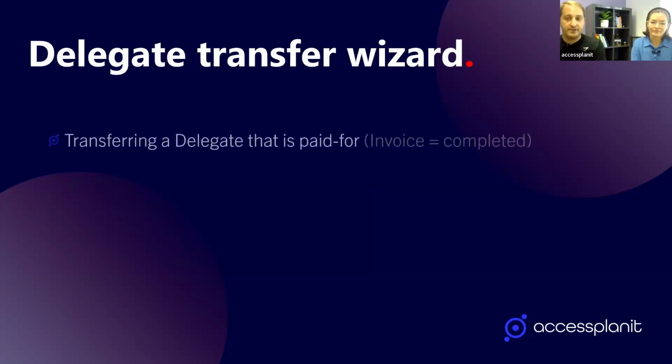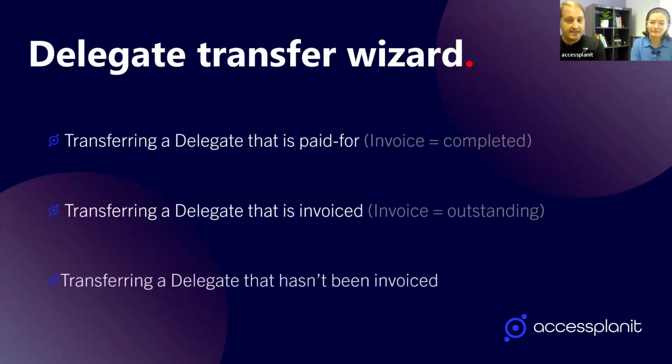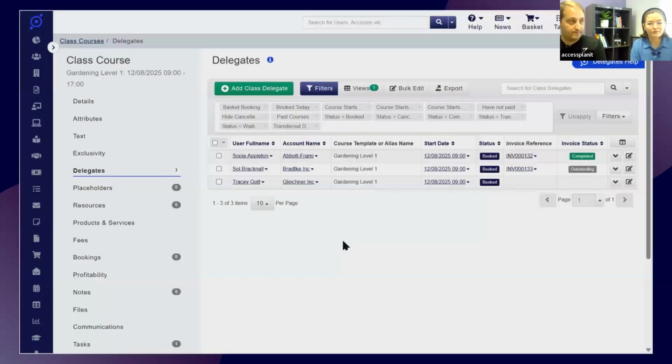So the 3 transfer scenarios to consider: transferring a delegate that is paid for, transferring a delegate that has been invoiced but hasn't been paid, and finally, transferring a delegate that hasn't been invoiced at all. So let's see what happens when a delegate who is paid is transferred to another course.